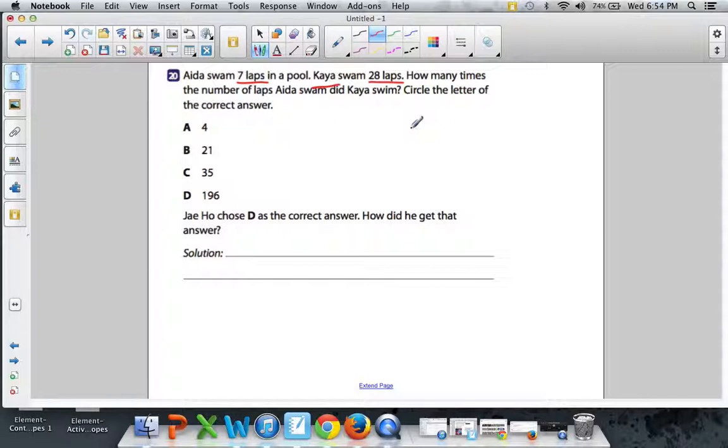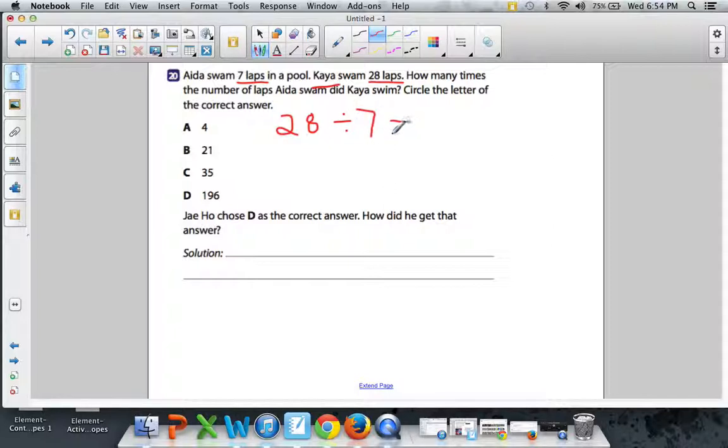Okay. How many times is the number of laps Ada swam than Kaya swam? I don't like the way that's worded. Whatever. So the point is, Kaya swam 28. That's the big number. And Ada only swam 7. So we want this to be division. And they said, how many times more laps did Ada swim? So circle the letter of the correct answer.